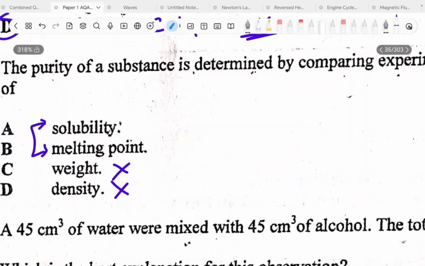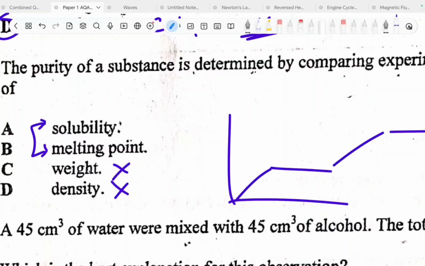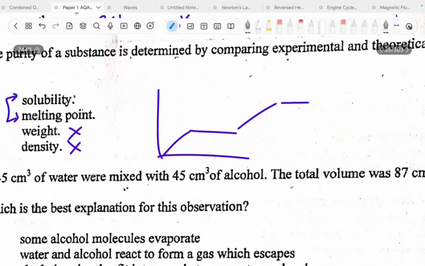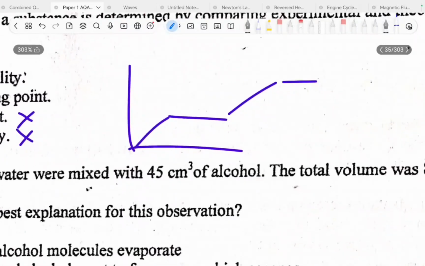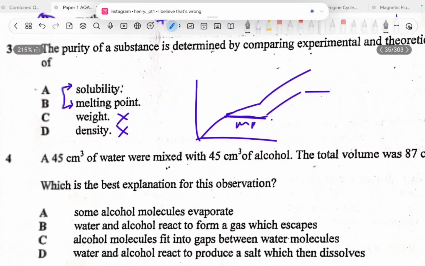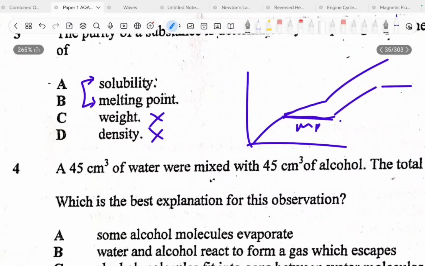If you go back to what you've learned in class, you probably went through melting point graphs, which are something like this. And for melting point graphs, you know that for a pure substance, the melting point is always sharp and fixed. It's sharp, it's like a straight line. Let's say this is the melting point, it's always sharp and fixed. But if it was impure, it's going to melt over a range of values. So it's going to be something like this, and then it goes back to a normal graph. So the answer has to be B.